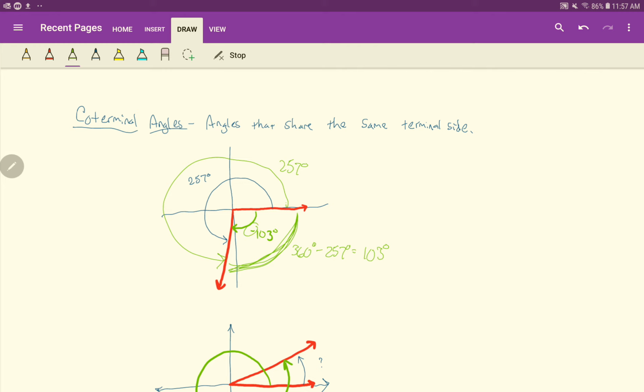But why do we say it's negative? Well, it's negative because we are rotating clockwise, this direction right here. But that's how we're going to get that.